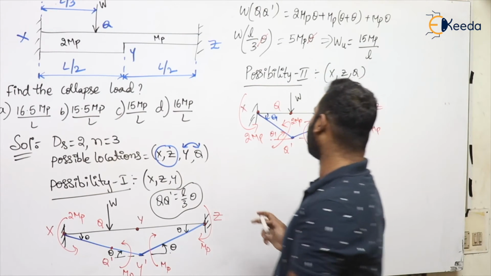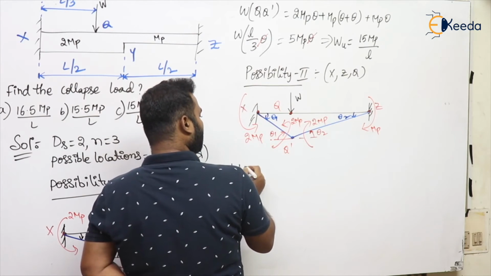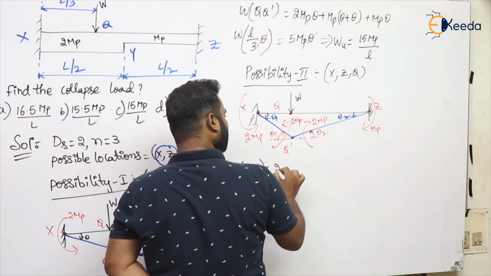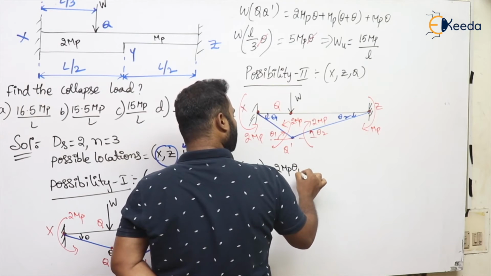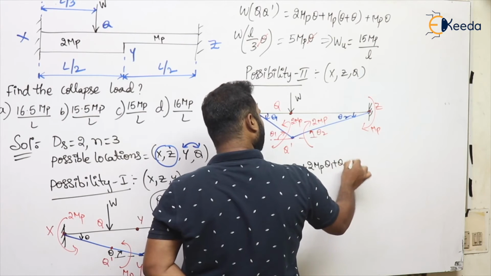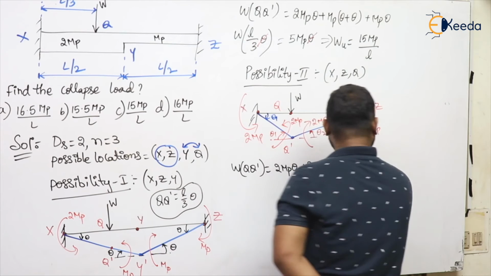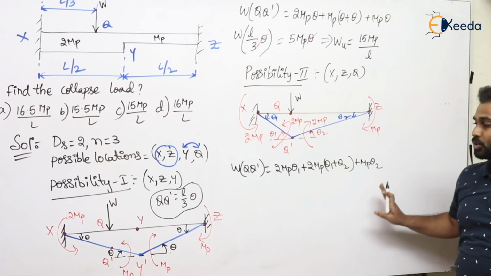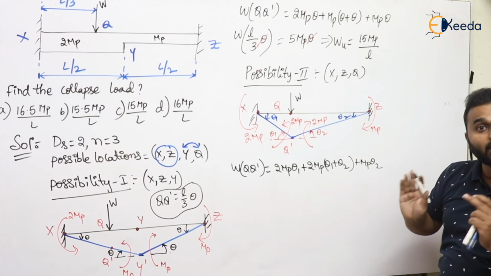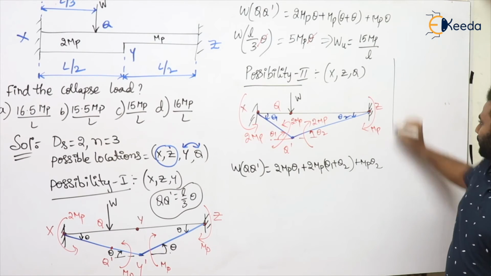Now again, external work is equal to internal work. External work is done by this load, that is W QQ dash, equal to internal work done by these moments: 2mp theta 1 plus 2mp theta 1 plus theta 2 plus mp theta 2, right? Now, to get a single equation from this, we need to evaluate the relation between theta 1 and theta 2. So for that, use the QQ dash formula.